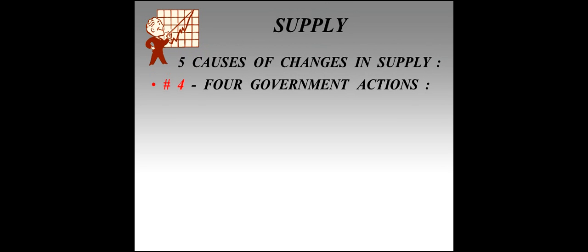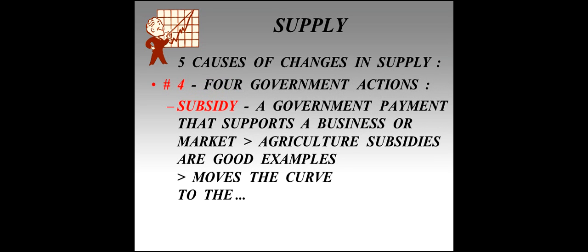The fourth cause of change to total supply in a market can come about as a result of one or a combination of four government actions. Here's the first. It's a subsidy. A subsidy is a government payment that supports a business or a market. In the United States, government subsidies are very commonly paid in the agricultural industry, especially to food producers.